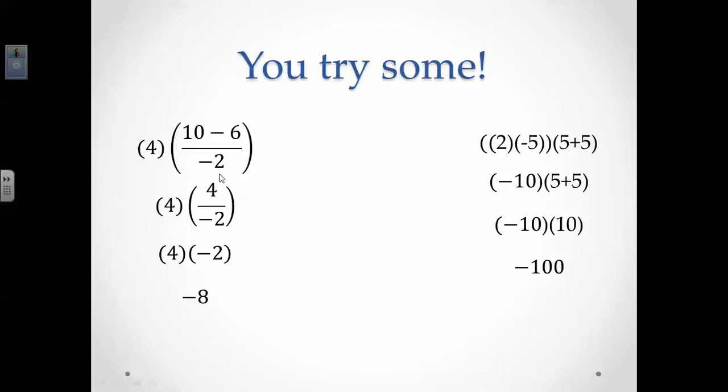So once again, we got to take care of everything in this parenthesis. So 10 minus 6 is 4. Now I can do the division. So I get negative 2, and then 4 times negative 2 is negative 8. Now notice I have two sets of grouping symbols here. So in the first set, we have multiplication. So I do 2 times negative 5, and that's negative 10. Now I can take care of this guy, so I can get to 10 here. Now, some of you may have gone from this first step to the third step, and that's perfectly okay. And then I do my multiplication, I get negative 100.